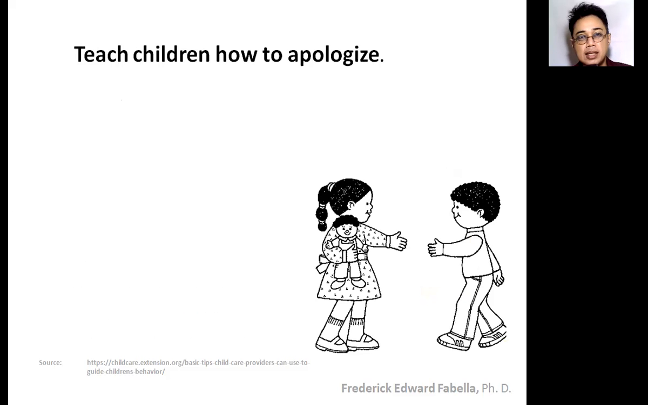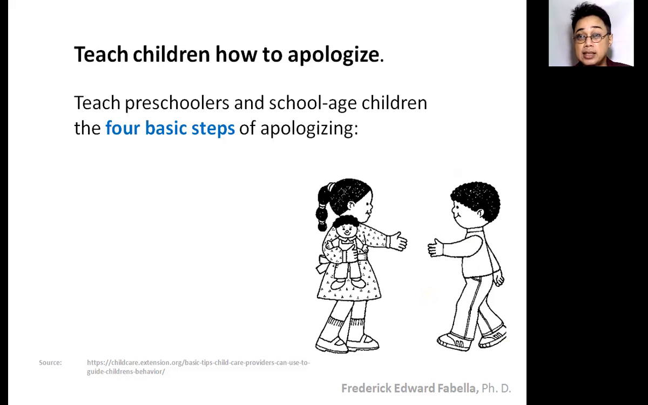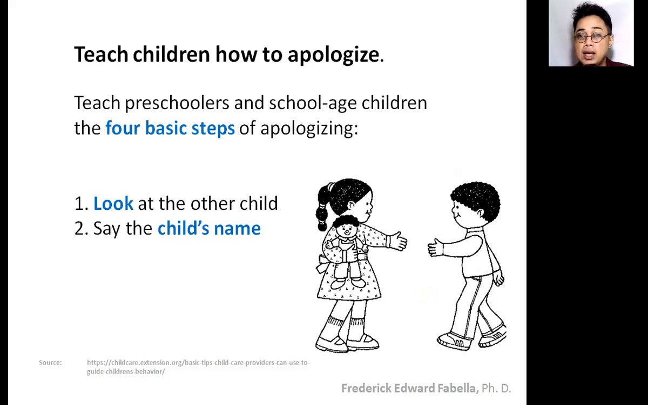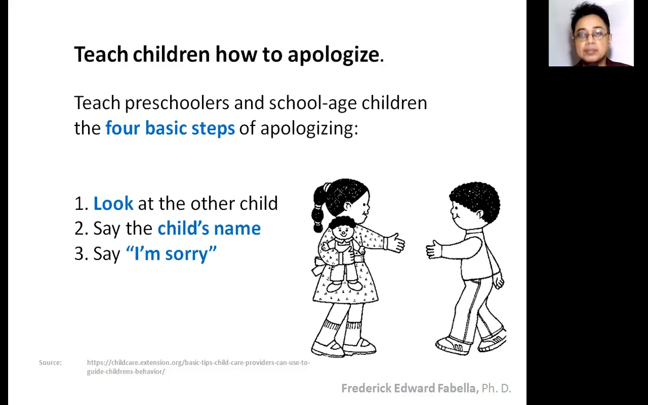So let's look at the steps in teaching how a child should apologize. So these are 4 basic steps. Look at the other child. If you're the one who is at fault, say the child's name, say I'm sorry, and say why. Okay? So, 4 simple and basic steps in apologizing.